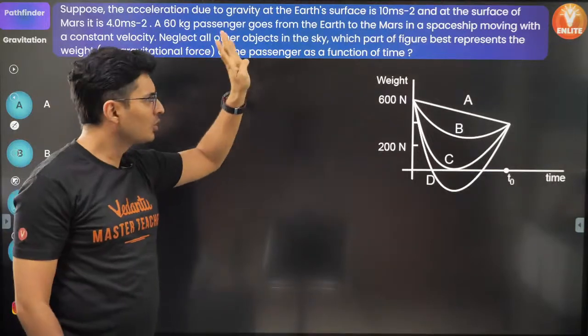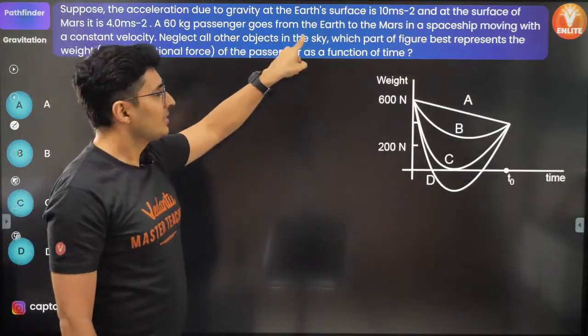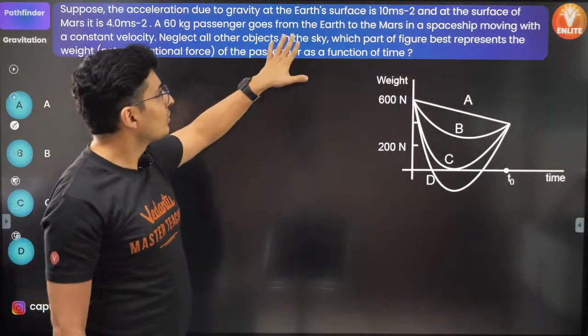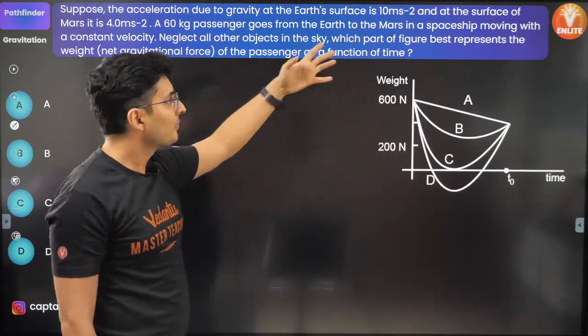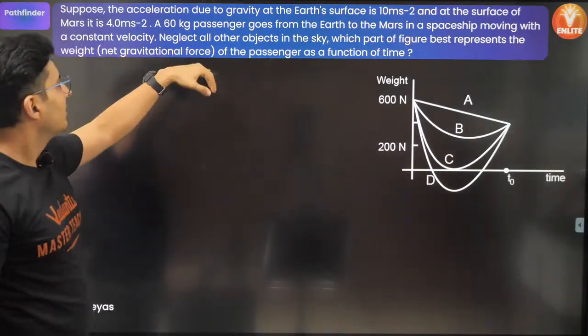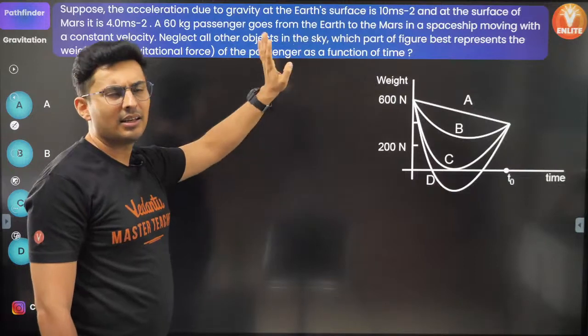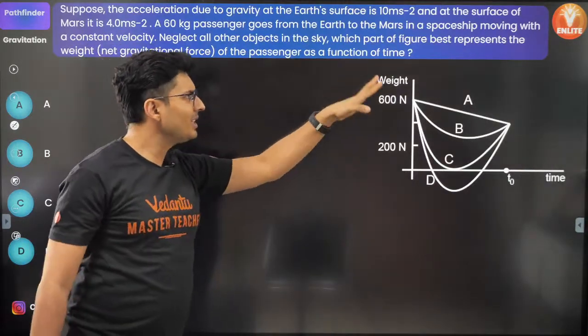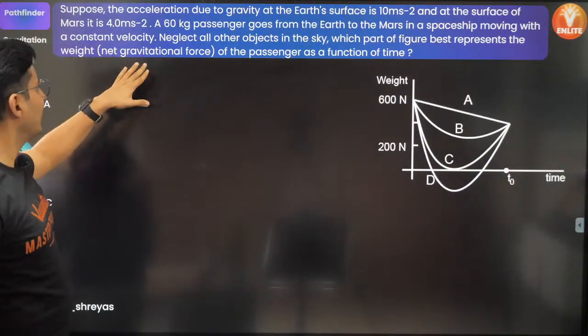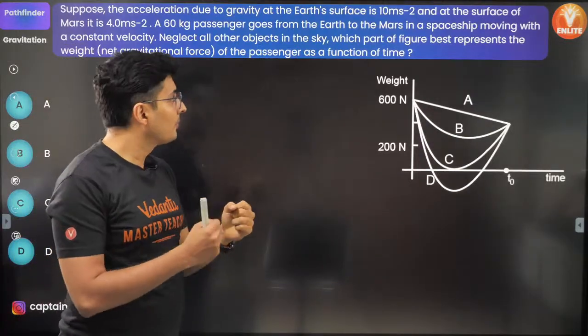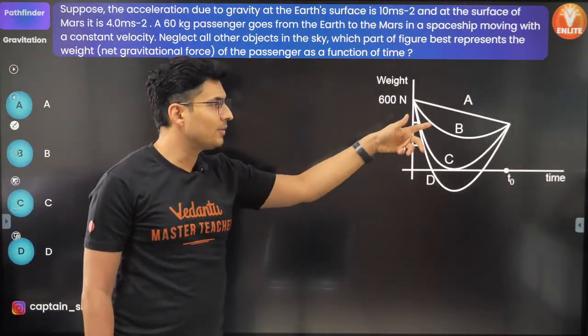Mars is smaller, so 4. There is a 60 kg Pandu who moves from Earth to Mars in a spaceship with a constant speed. Neglect other objects like Jupiter, Sun, etc., moons. Which figure best represents the weight or the net gravitational pull as a function of time?